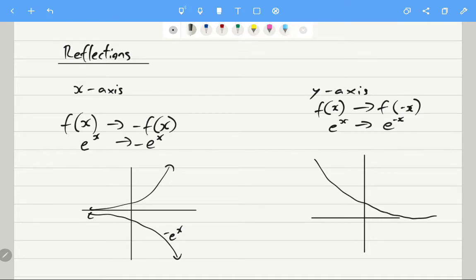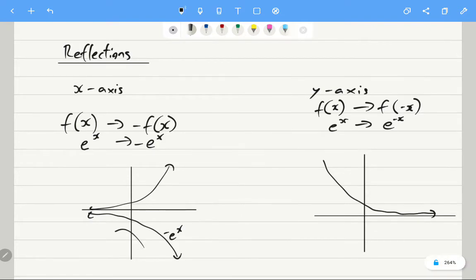It's still going to have an asymptote at 0. However, it is going to be decreasing in a different sort of way. It's going to be sort of a sloped down decrease rather than a curved over decrease. Alrighty, so this would be e to the negative x. Alrighty, so those are our reflections.